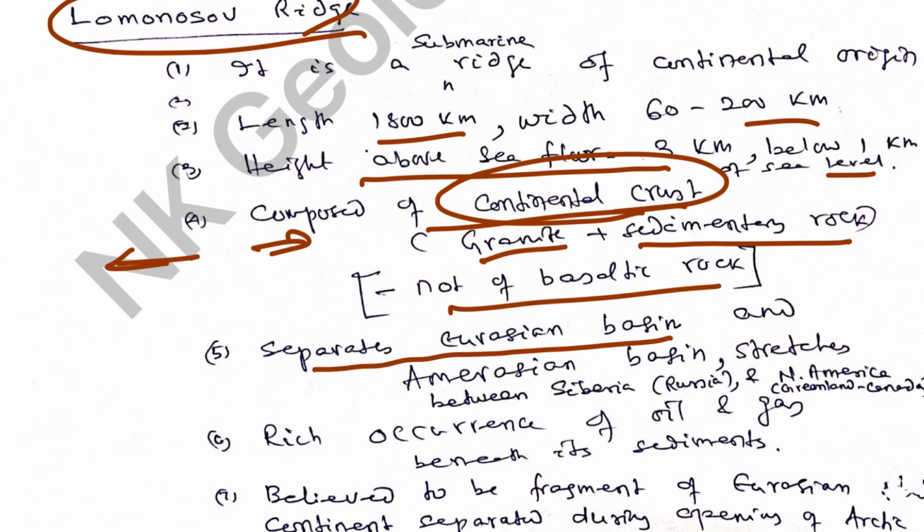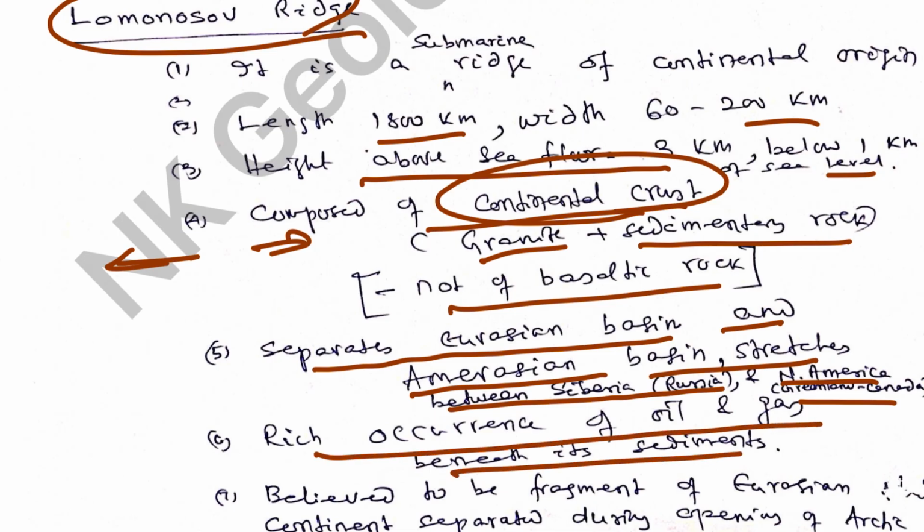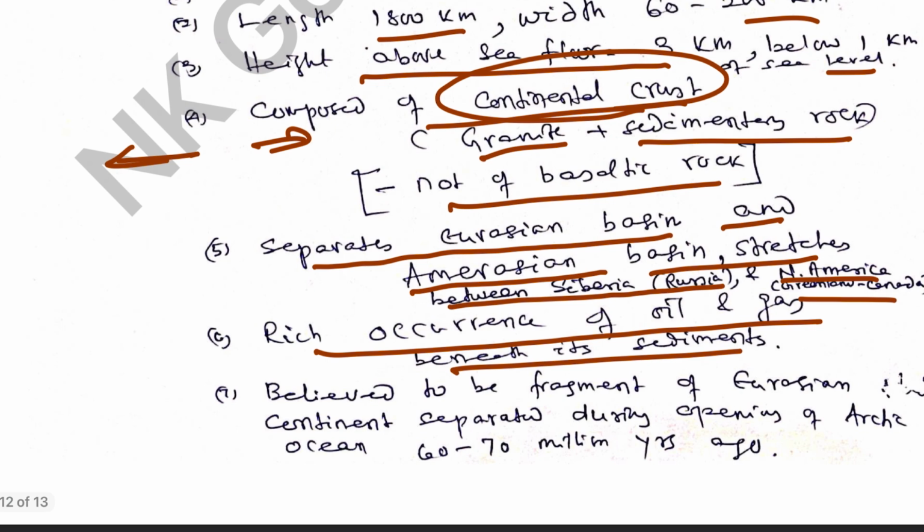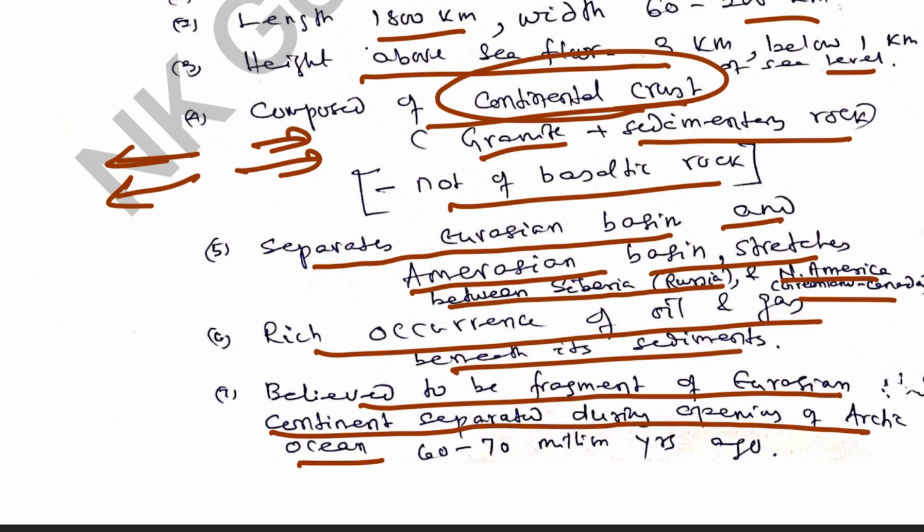It separates the Eurasian basin and the Amerasian basin and stretches between Siberia, Russia and North America, that is Greenland, Canada region. So this ridge is present there. It is noted for the occurrence of oil and gas beneath the sediments. So it is not related to divergent plate motion. It is a continental crust ridge having continental origin. It is believed to be a fragment of the Eurasian continent separated during the opening of the Arctic Ocean 60 to 70 million years back.